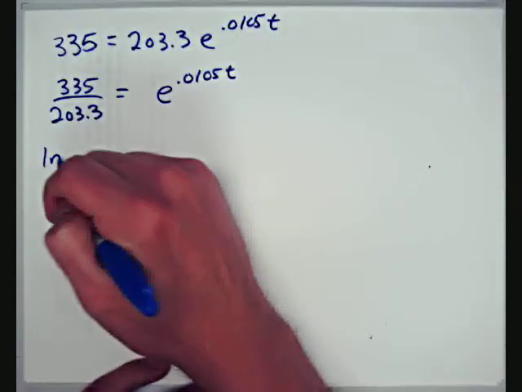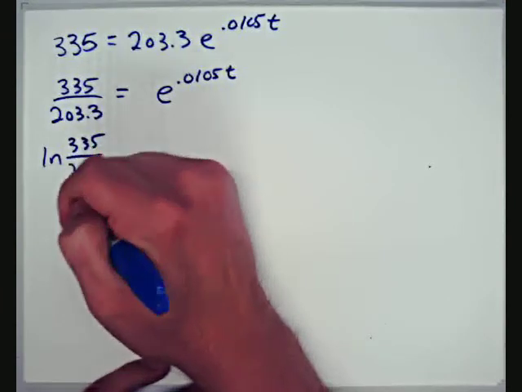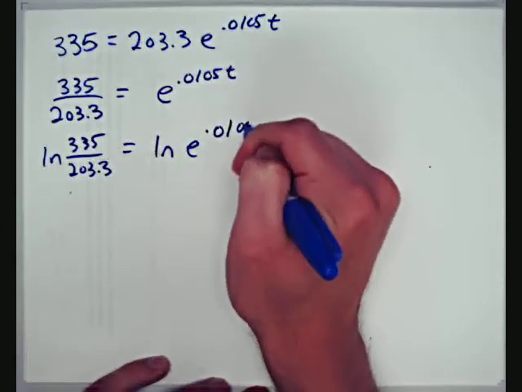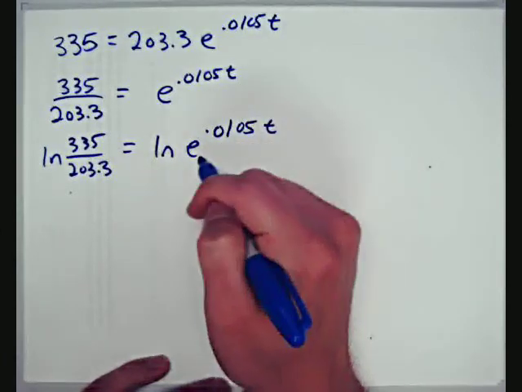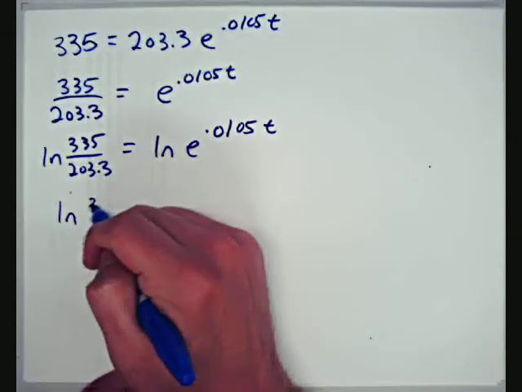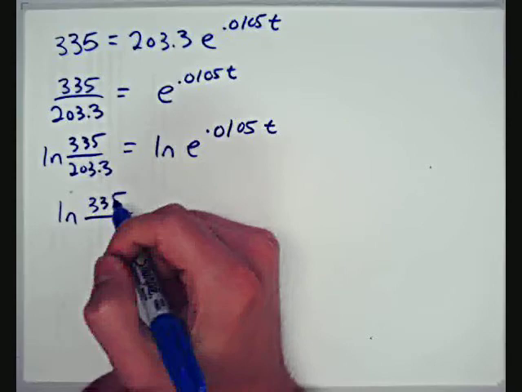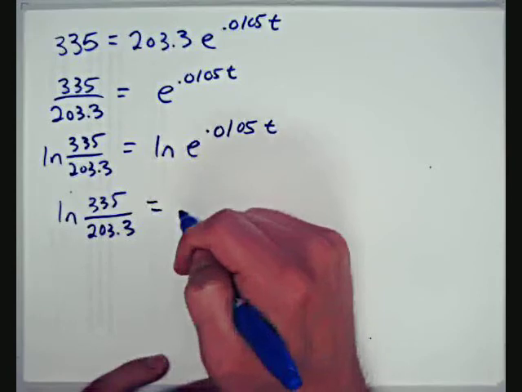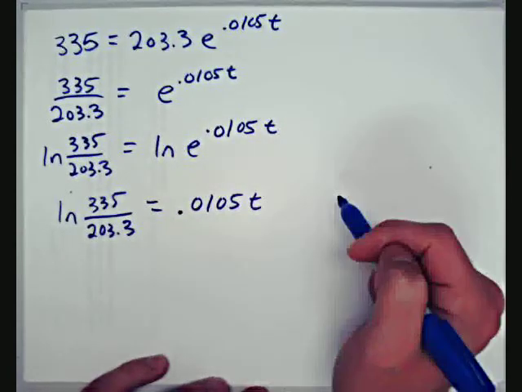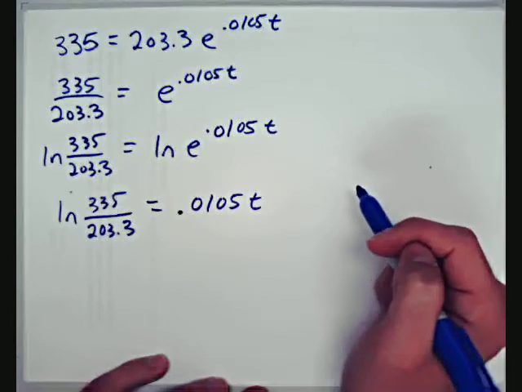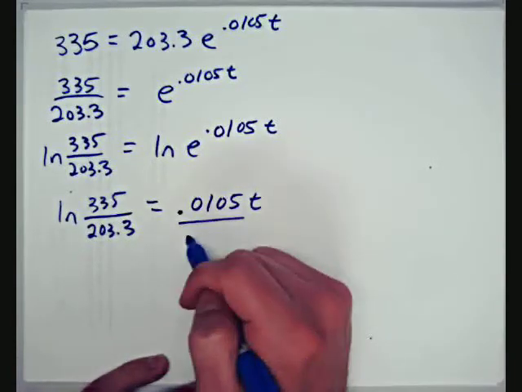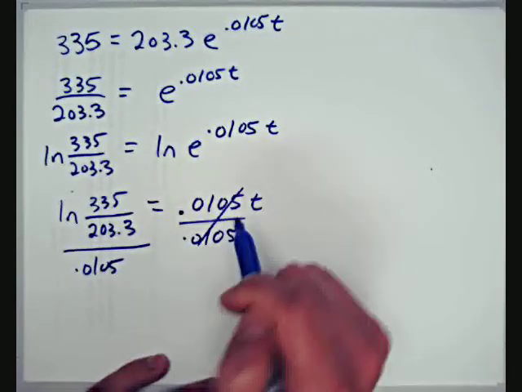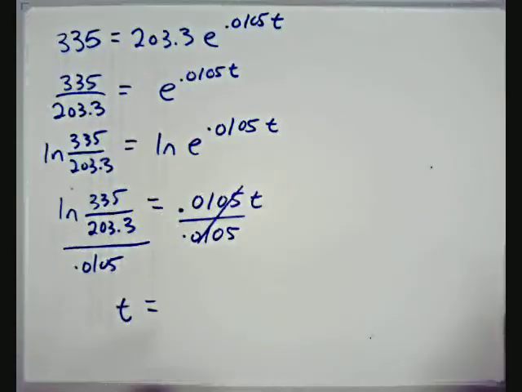and then taking the natural log of both sides of the equation. The natural log of e will simplify and give us the natural log of 335 over 203.3 equals 0.0105t, and then finish solving by dividing by 0.0105. This same solving process will be repeated throughout this section.